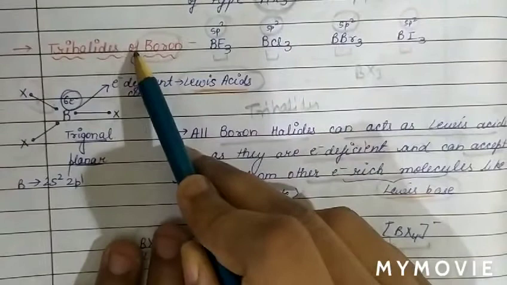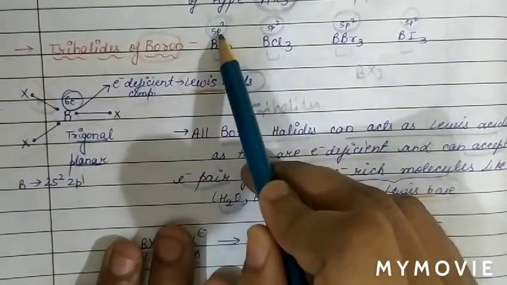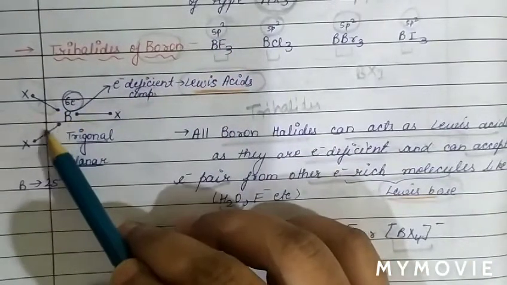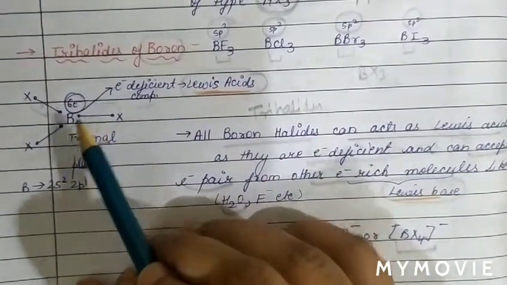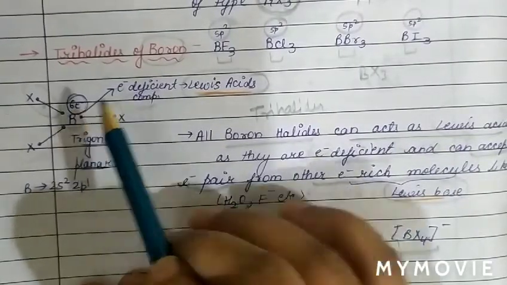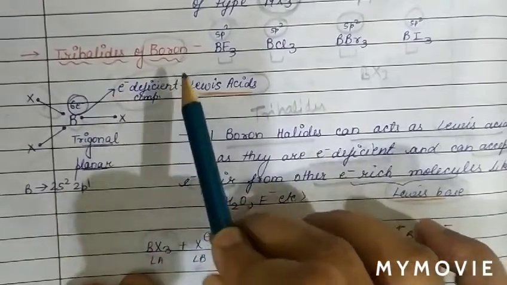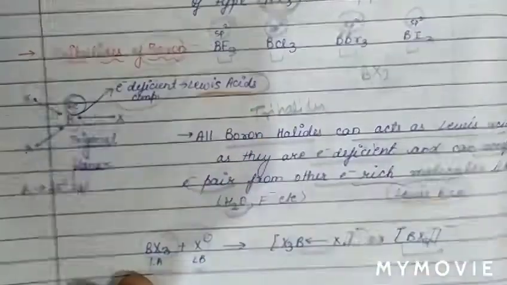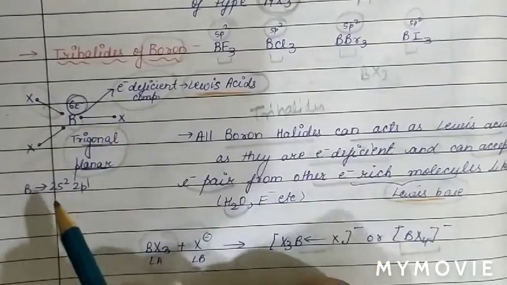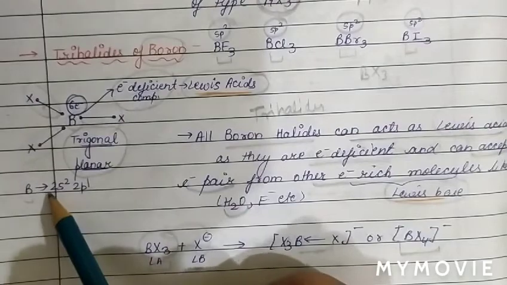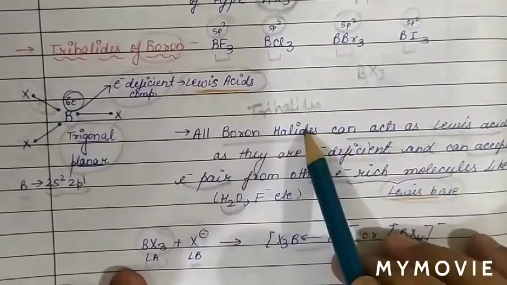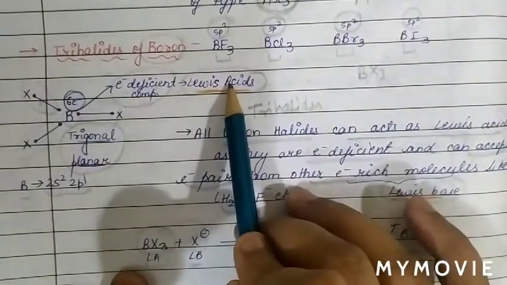So basically the trihalides of boron, we have seen the hybridization of boron atom is sp2 because there are only 3 bonds in trihalides, and we can see that the central atom has an incomplete octet, due to which there is deficiency of electron, and we know an electron deficient compound we call Lewis acid. The geometry of this compound is trigonal planar, and we know boron is a second period element and the configuration of valence electrons is 2s2 2p1. So basically all boron trihalides will behave as Lewis acid.